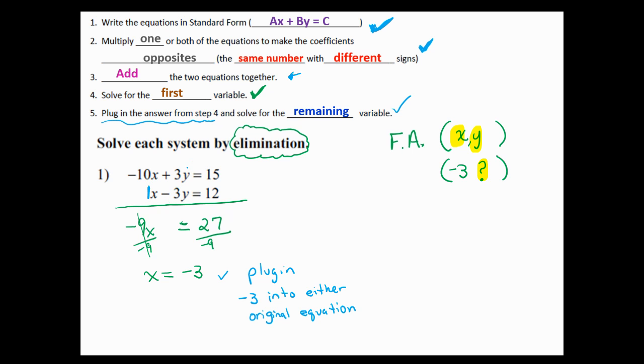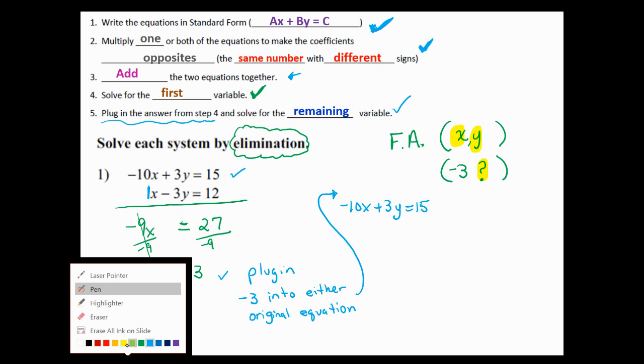So I personally would tend to pick anything that has fewer negatives and smaller numbers, just because it's easier. So we're going to plug in the negative 3 into either of the original equations. You only have to do it once. Most students tend to pick the top one, and so we'll do that. So negative 10x plus 3y equals 15.